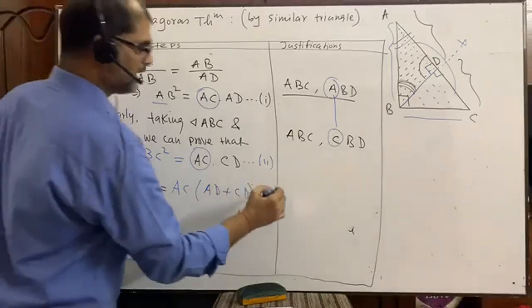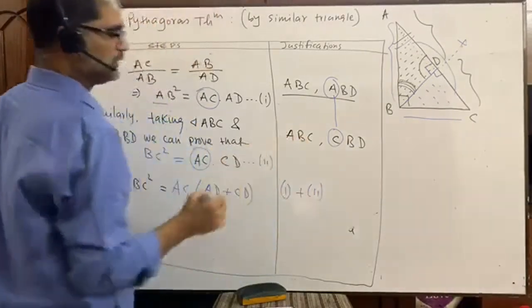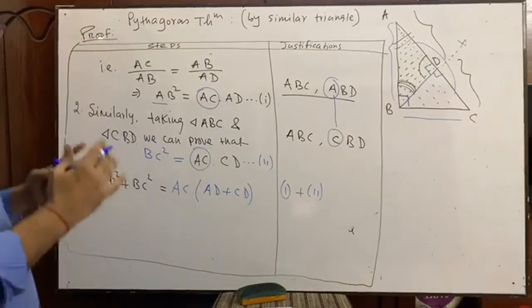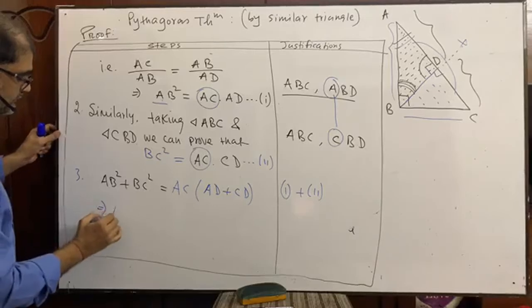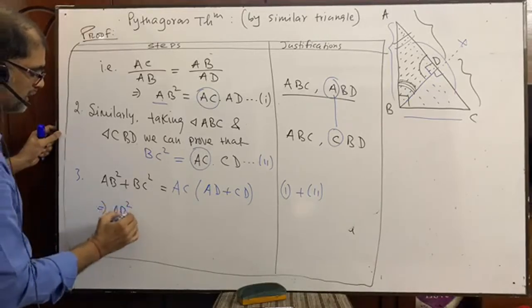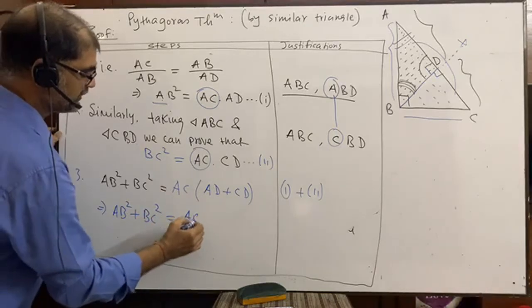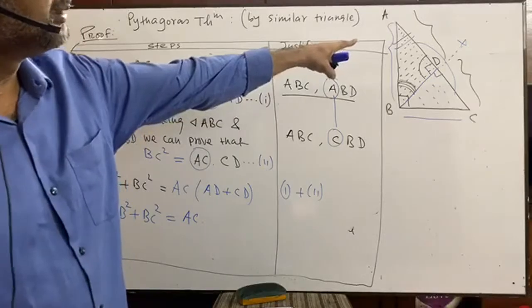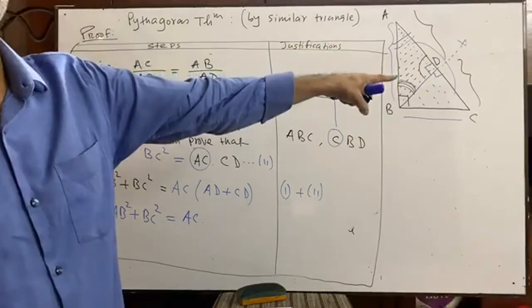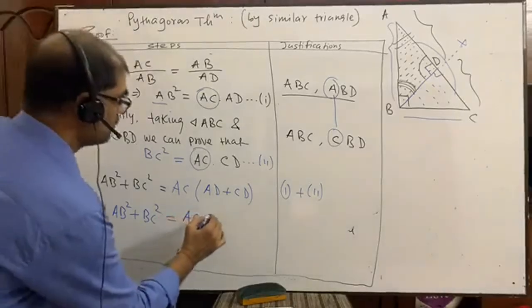What has been done here? Equation 1 and equation 2 have been added. Now you please see here, AB square plus BC square is equal to AC. What is AD plus CD? See the figure. AD plus CD equals to what? AC, right?